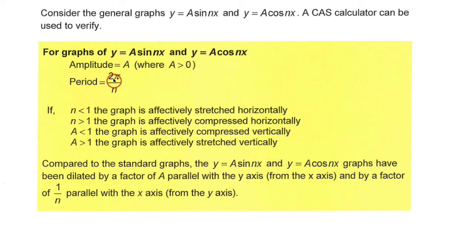The period is 2 pi on n, where n is the coefficient of x. If n is less than 1, the graph is effectively stretched horizontally, so it's drawn out. If n is greater than 1, then the graph is effectively compressed. So we're taking the wave and pushing it in tighter. If a is less than 1, the graph is compressed vertically. Along the y-axis, we're contracting it. And if a is greater than 1, then we're stretching it out.